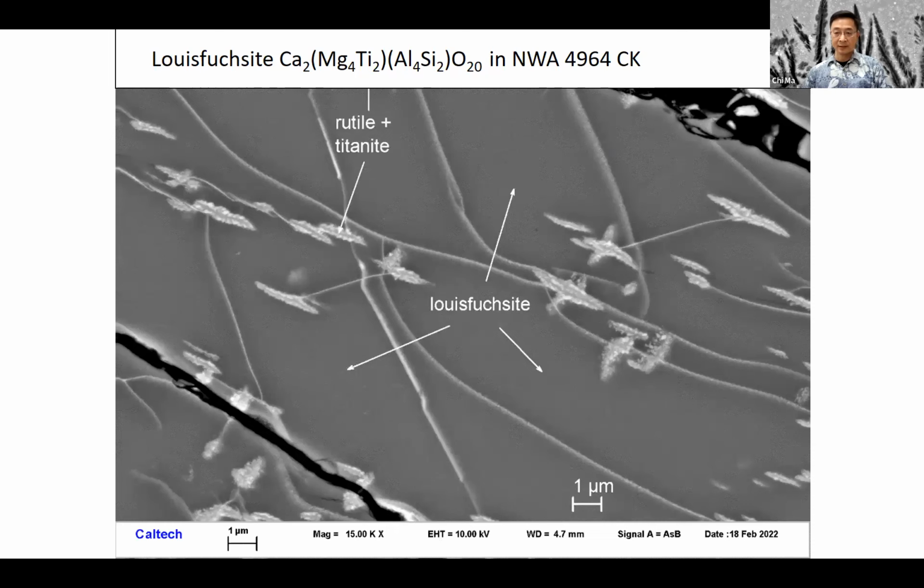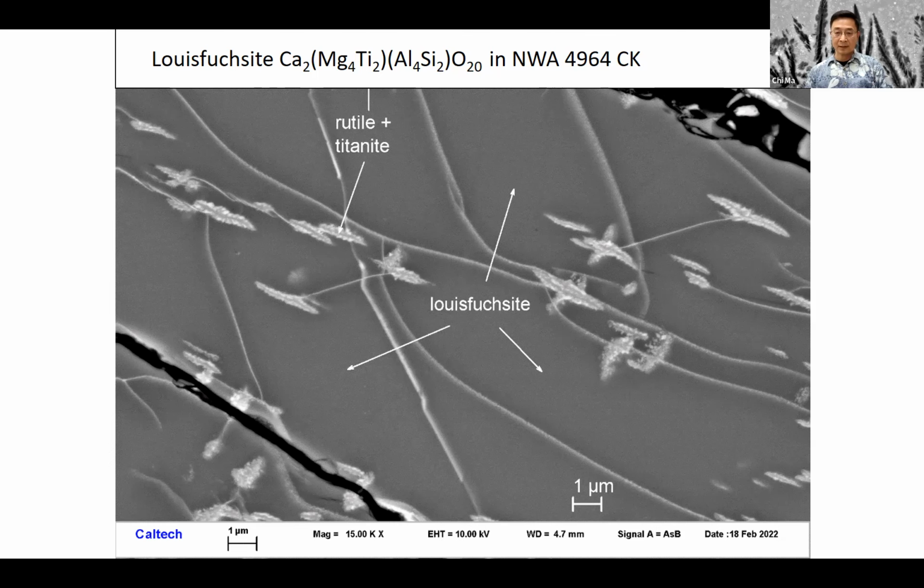Loose fuchsite was first observed by Sasha Crot early this year in this CK chondrite. So Sasha then sent this mineral to me for a close look. Turned out, yes, it's a new mineral. So this loose fuchsite was just approved 2-3 months ago.